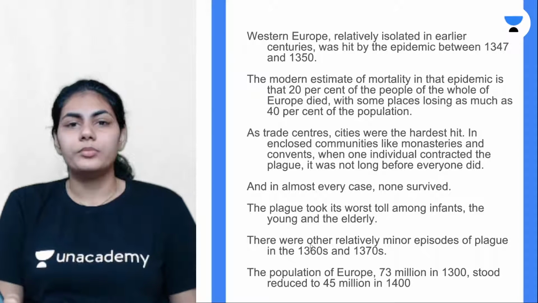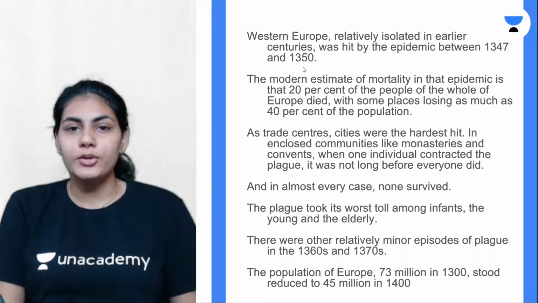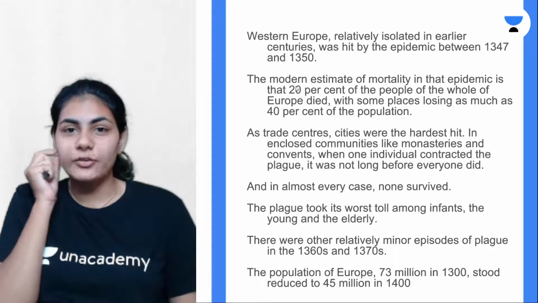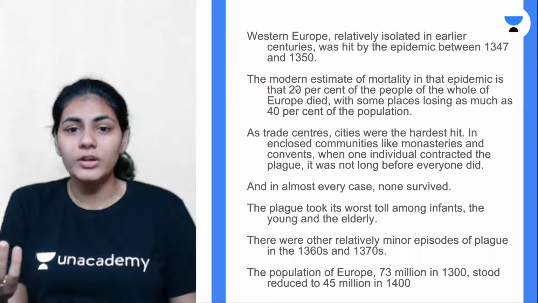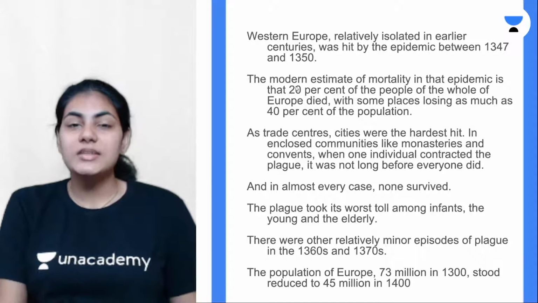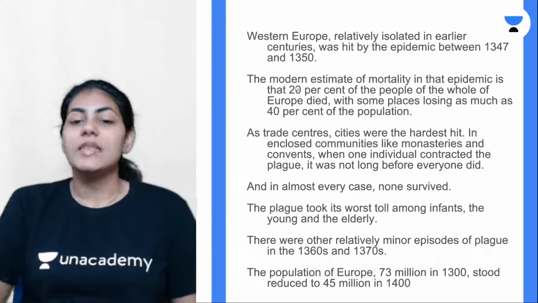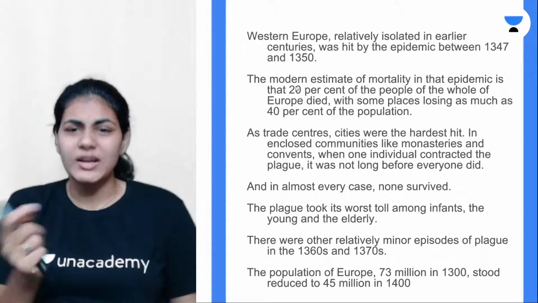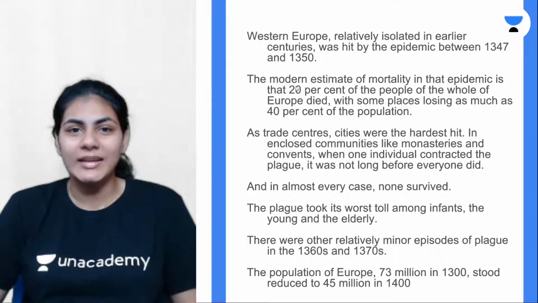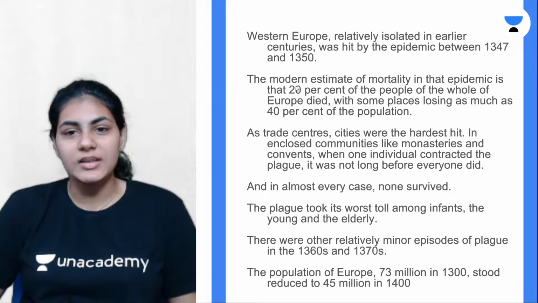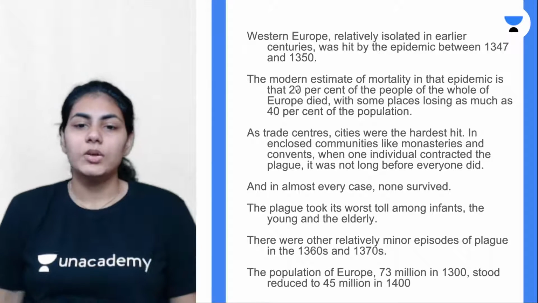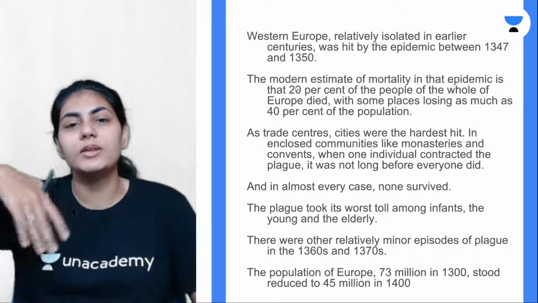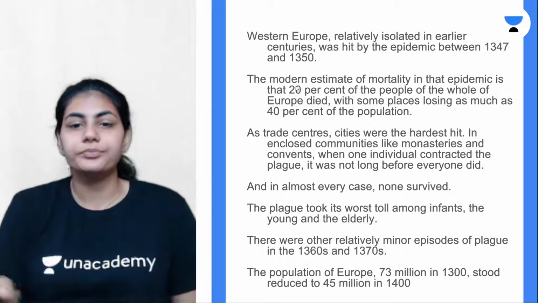So this 1347 to 1350 plague was a huge one, but after 1350 this doesn't mean the plague is over. In the 1360s and 70s as well, there were other kinds of plague. But these were minor episodes. Not as many people died, but people did die to a certain extent. So it was like a chain reaction, a continuous process happening throughout the 60s and 70s.